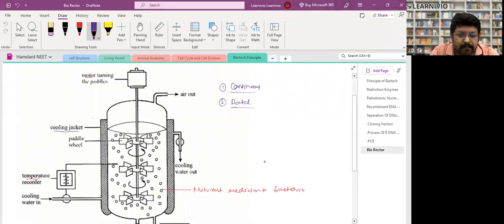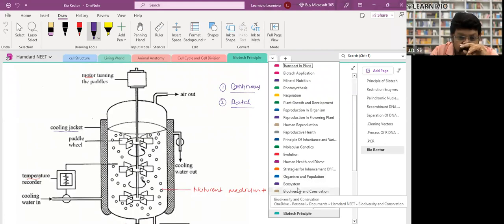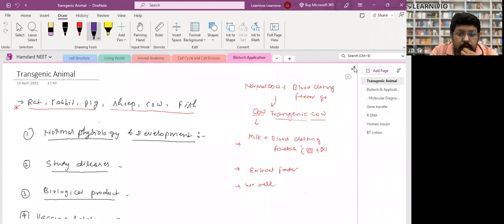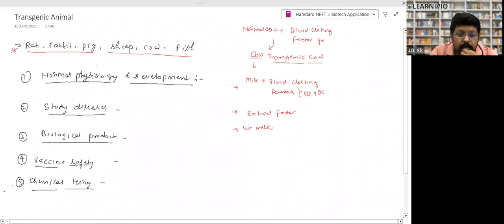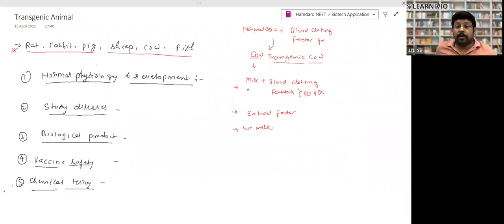Now, the next chapter is biotechnology application, right? When you do the previous year questions, you will get one more kind of question: which of the following is not transgenic, right? There are a number of transgenics which have been made today. And when we talk about how many transgenics have been made till date, there is a very long list.